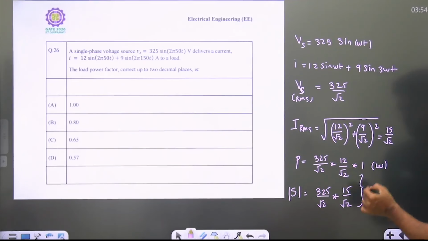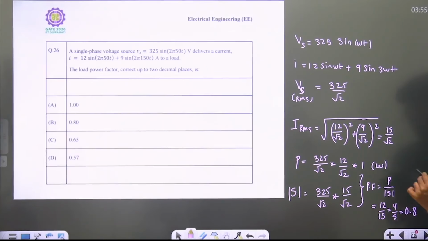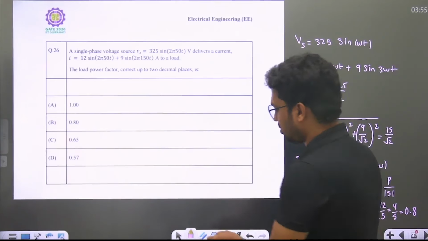So what is your examiner question here? Load power factor. Power factor is equal to active power taken by the load by apparent power supplied by the source. So P by S, the √2 cancels, 12 by 15, which will give me 4 by 5, 0.8. So it will be equal to 0.8.